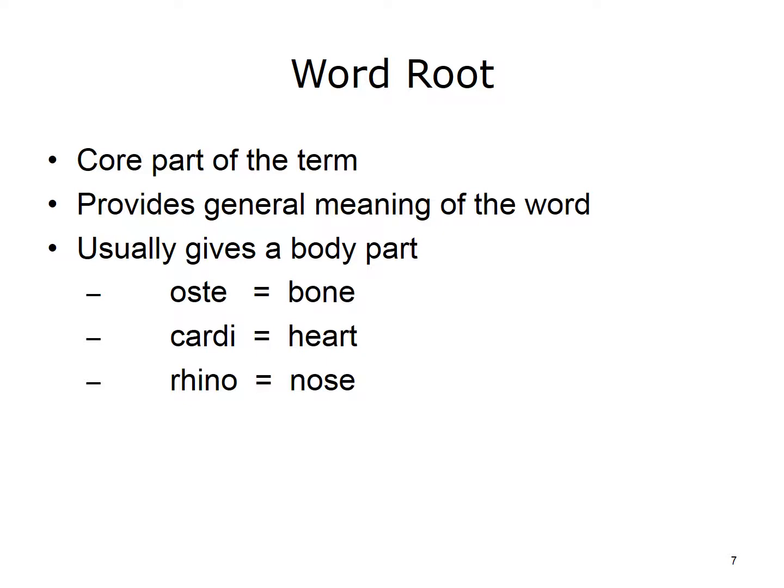Word roots are the core part of the term. They also provide the general meaning of the word. Word roots usually refer to a body part. Examples include osti, bone, cardi, heart, rhino, nose.